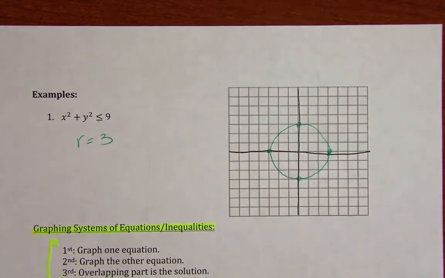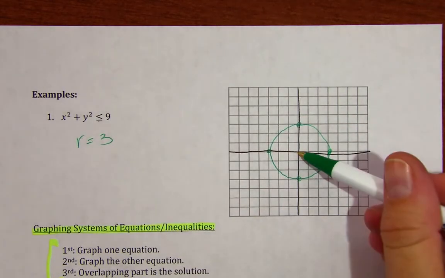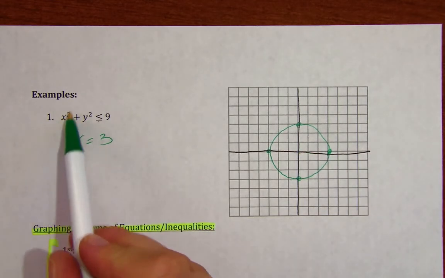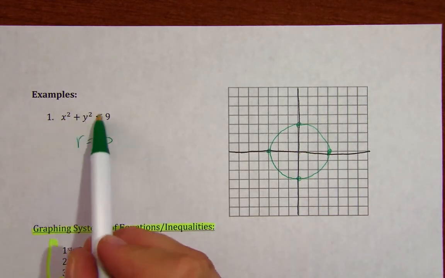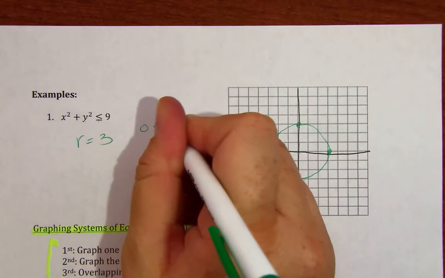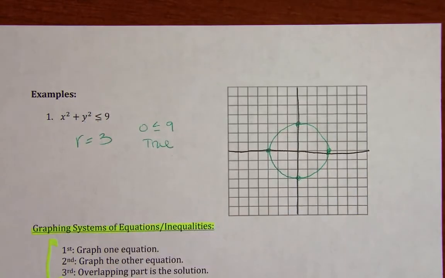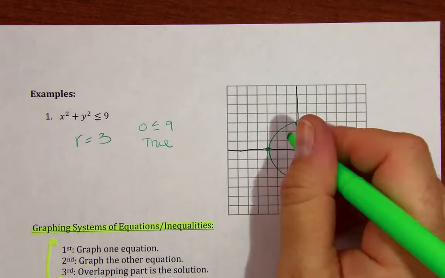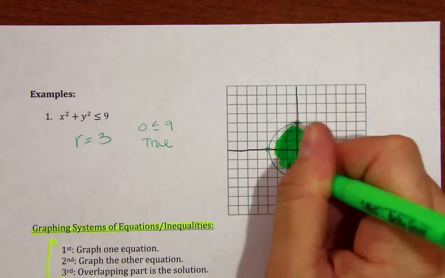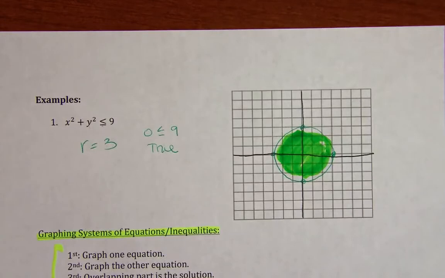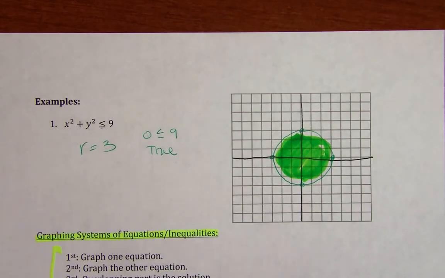And now I need to choose a test point. Now the easiest test point to choose is 0, 0. So if I plug in 0 here and 0 here, 0 squared is 0, 0 less than or equal to 9. So 0 is less than or equal to 9. That is true. So we're going to shade on that part of the graph. So it would be on the inside. And that's it for those.